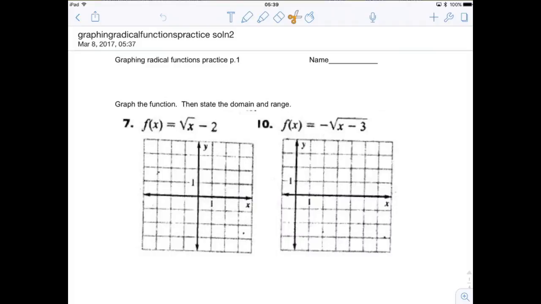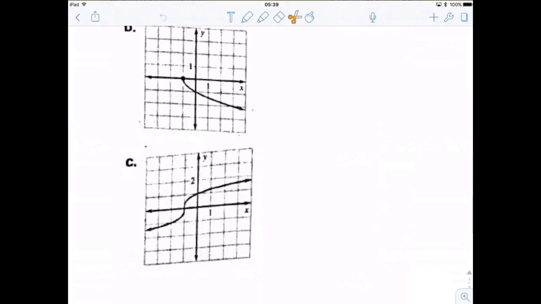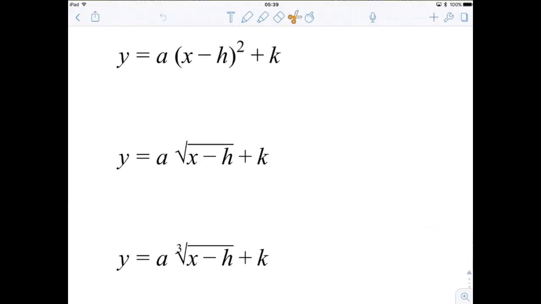This video is to guide you through the graphing of radical functions, including square roots and cube roots. Just to remember how you should be doing this, I'm showing you three vertex forms for quadratic and square root and cube root. And the way you would do these is first you would draw a parent function.